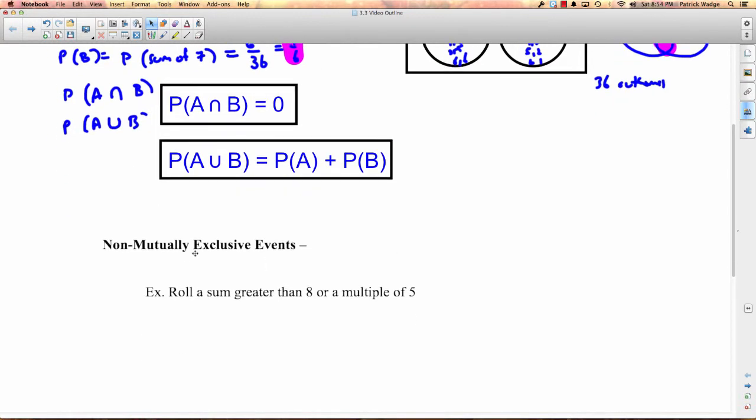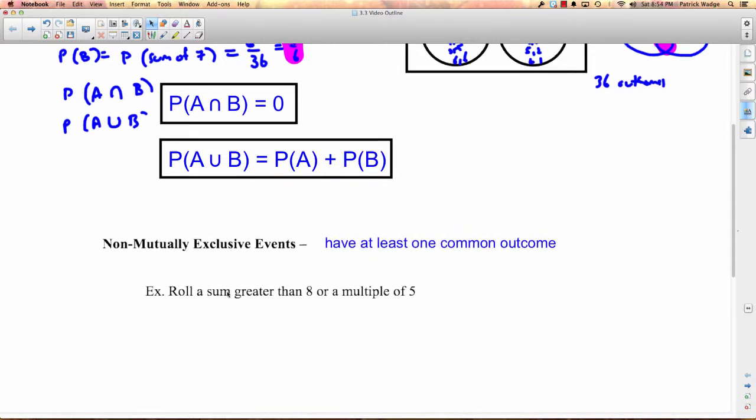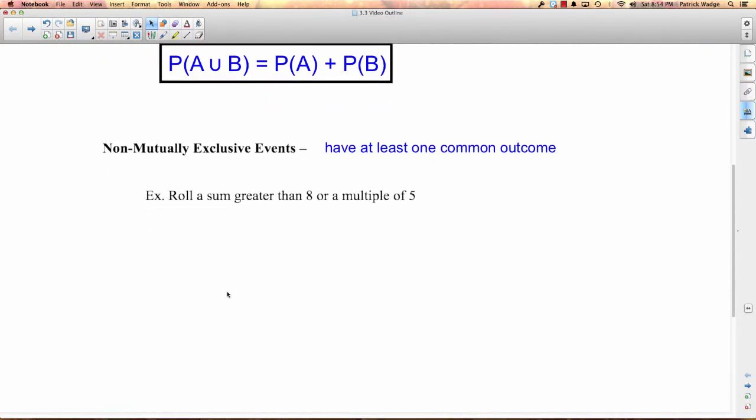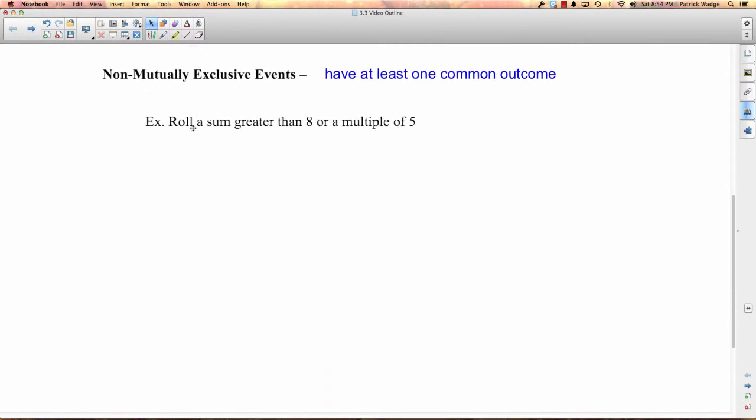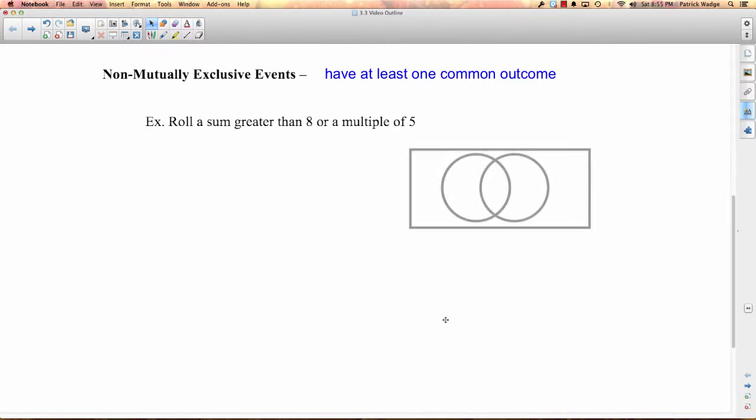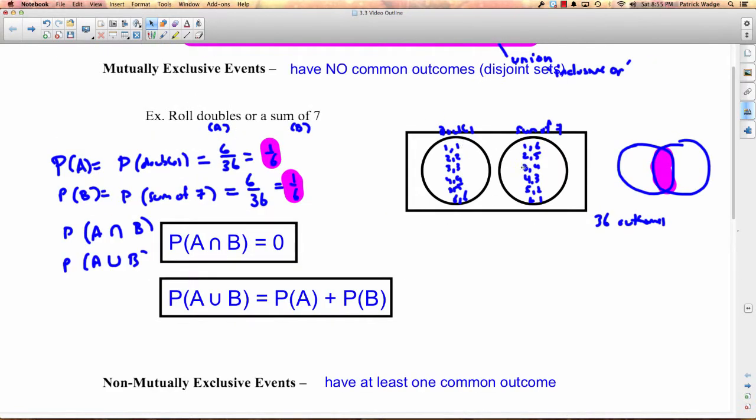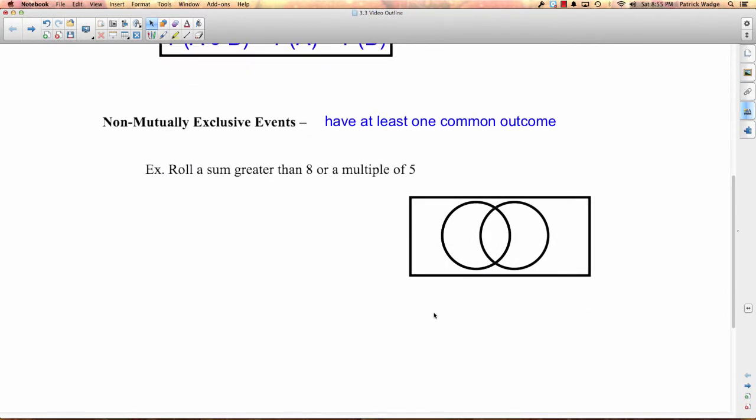So what if they're not mutually exclusive? What if they're non-mutually exclusive? First of all, what does that mean? That means they have at least one common outcome. So that would be something like rolling a sum greater than 8 or a multiple of 5. So let's draw this again, and you'll see this time I have the circles intersecting each other. That's because they're not mutually exclusive, so there is going to be some overlap. So I have my two areas here. I have sum greater than 8, I'll just put greater than 8 here, and multiple of 5, mult 5.